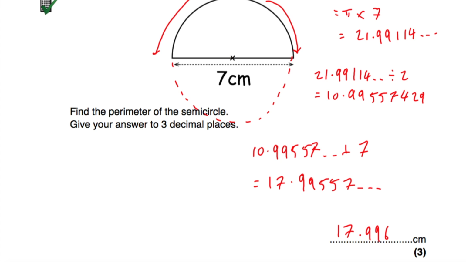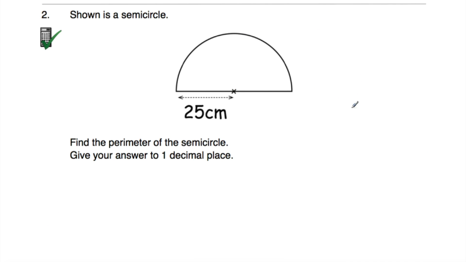Okay, let's have a look at our next question. So question number 2, we've got a semicircle, and this time we've got the radius of the semicircle, which is 25 centimeters, and we've been asked to find the perimeter of the semicircle. So we need to find the length of the arc, the length of the base, and then add them together, and that'll be the perimeter of the semicircle. So let's start off by finding the length of the arc.